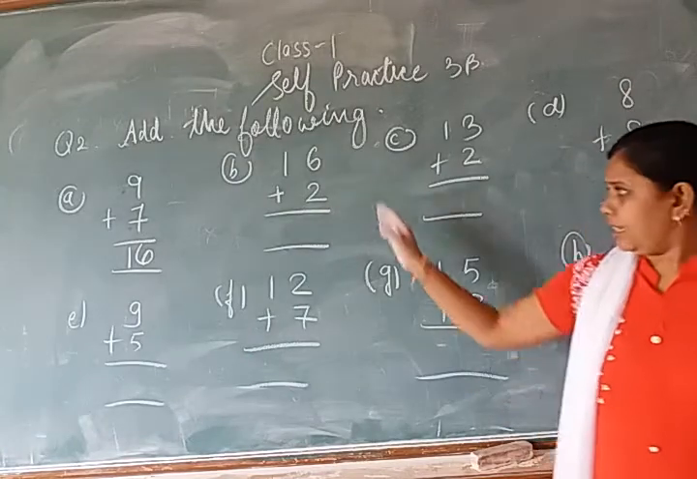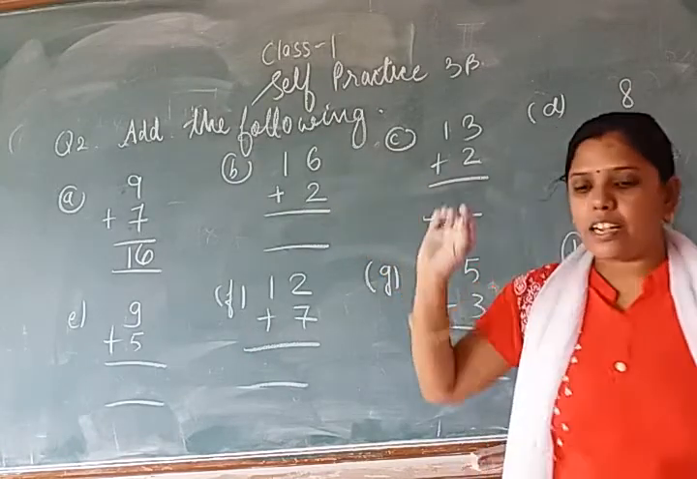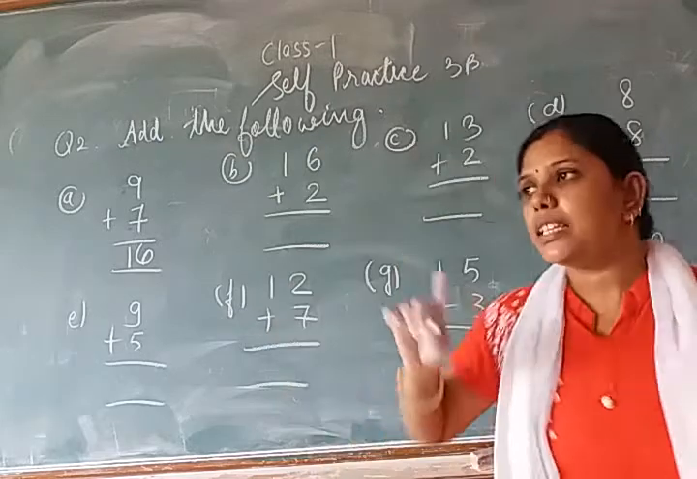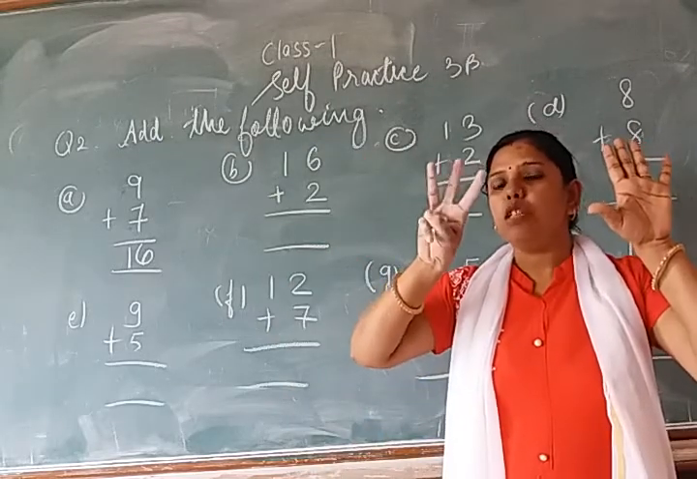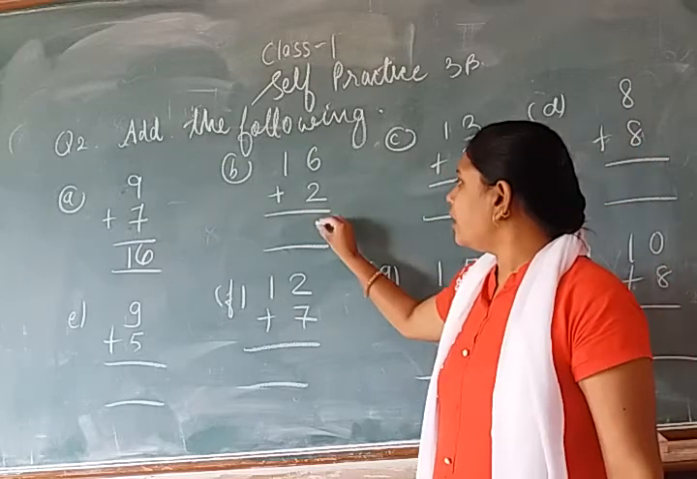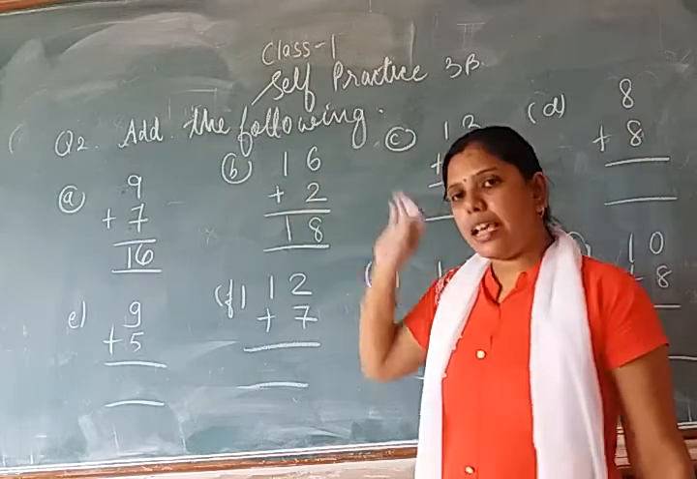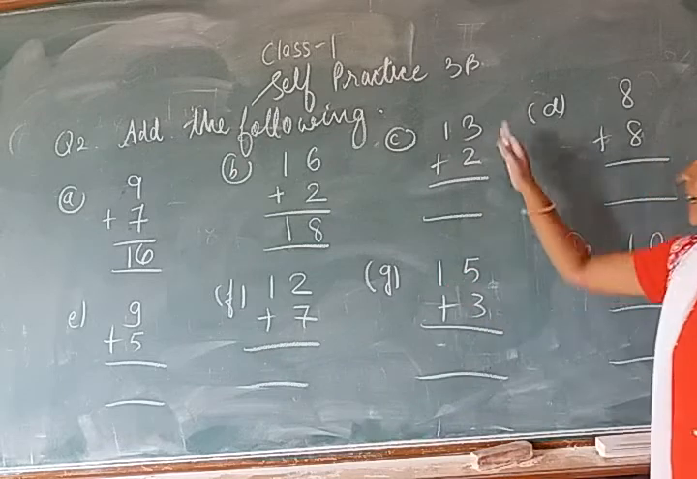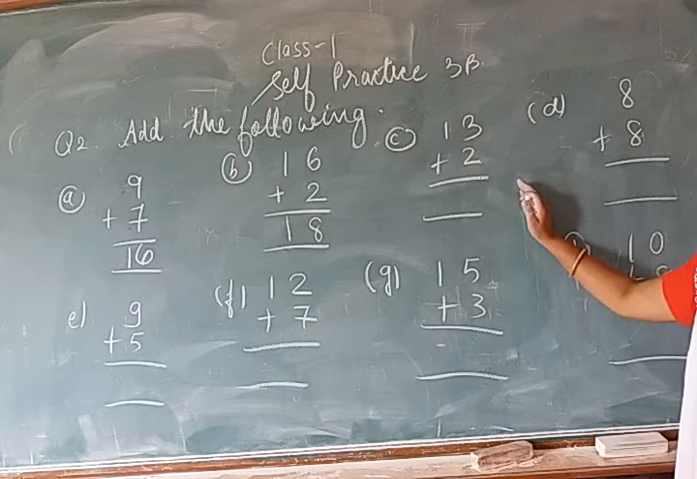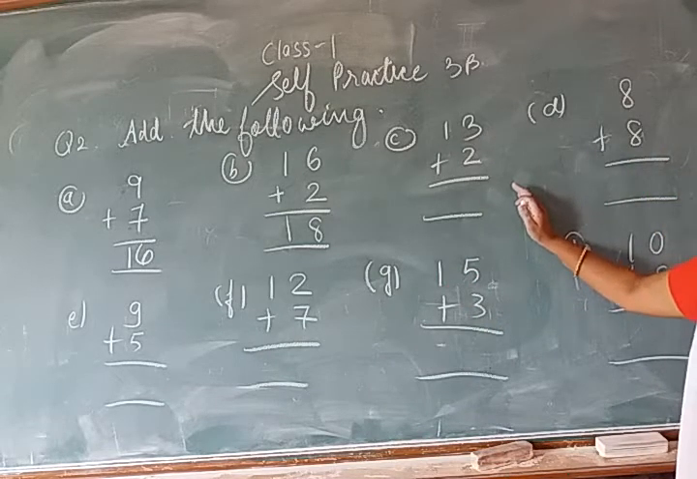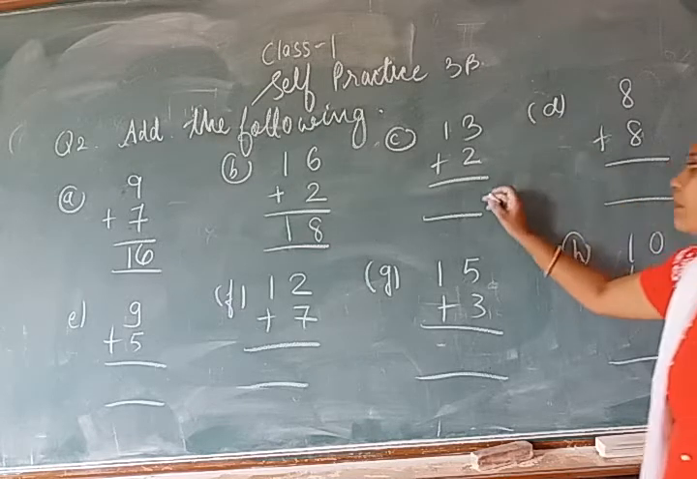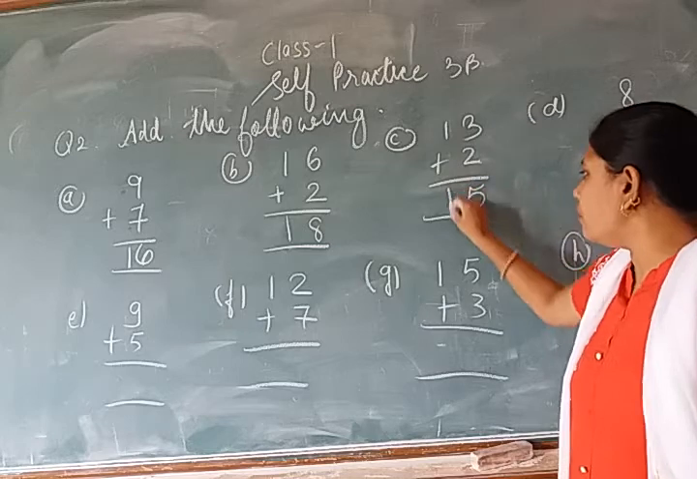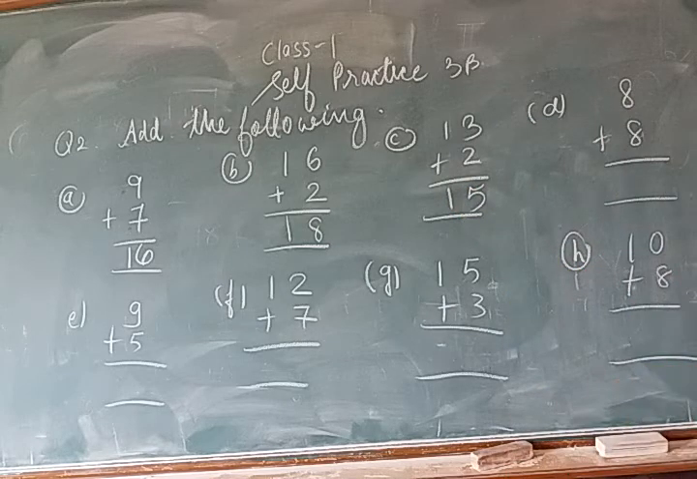Now see this. So first we will add digit at ones place. So here ones place digit is 6 plus 2. So 6 plus 2 is 8 and 1 will be as it is. Okay. Again come to this question. First add the number digits given at ones place. So ones place digit is 3 plus 2. 3 plus 2 is 5 and 1 will be as it is.